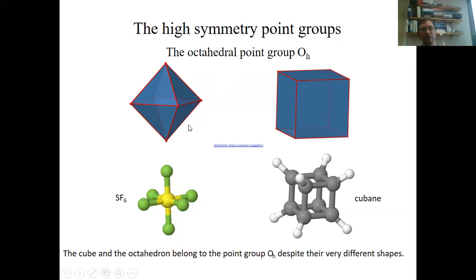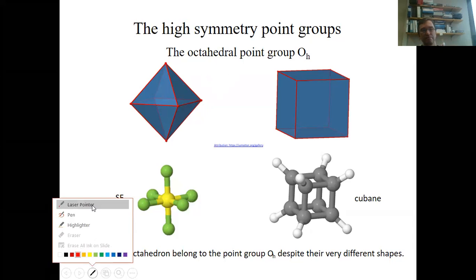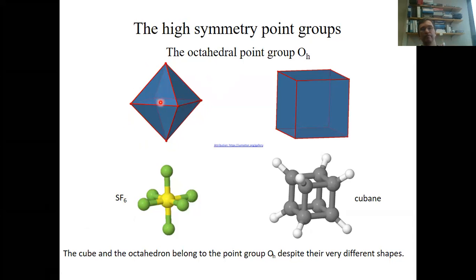So this is the octahedron, which you see here, and the cube. So these have quite different shapes. The octahedron is made out of triangles, whereas the cube is made out of squares, but nonetheless, they belong to the same point group, OH. That means that they both have exactly the same symmetry elements and exactly the same symmetry operations.